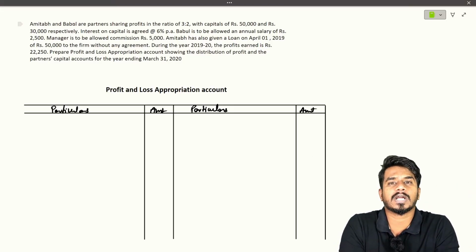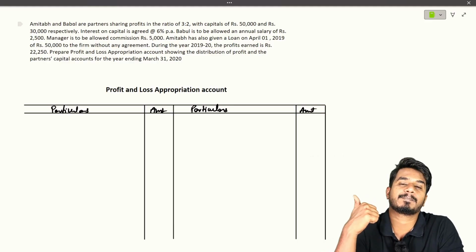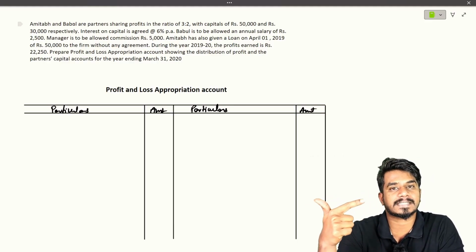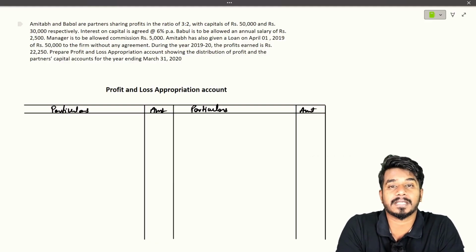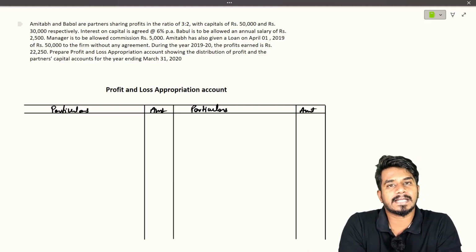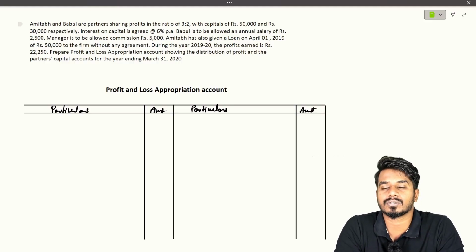So in this video, we are going to learn how to prepare P&L appropriation and partners capital account. This is very easy and very important also. So let us see the question and understand it, and let us prepare the solution also.